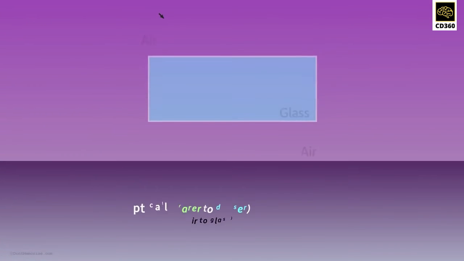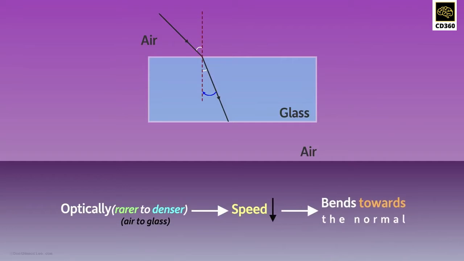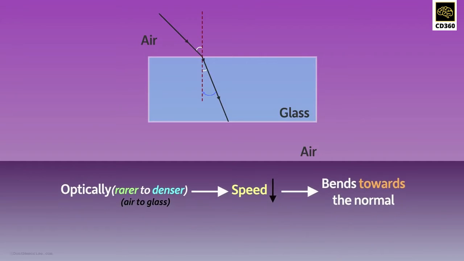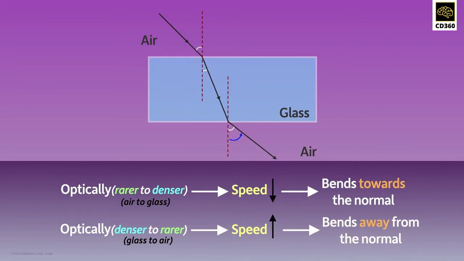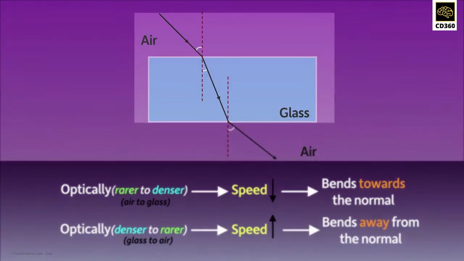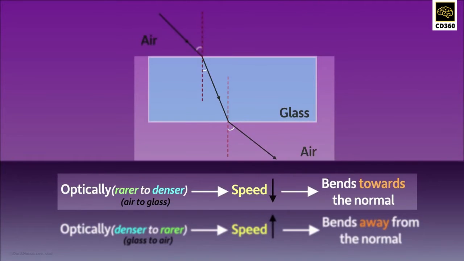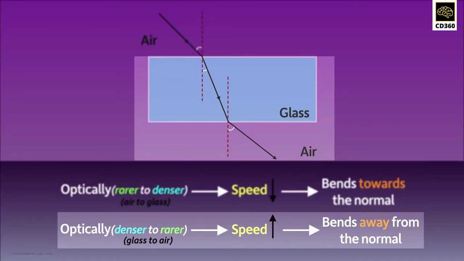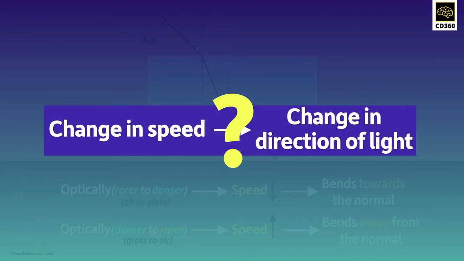When light is travelling from an optically rarer medium to an optically denser medium, its speed decreases and it bends towards the normal. When the light is travelling from an optically denser medium to an optically rarer medium, its speed increases and it bends away from the normal. In the figure, the case above is from optically rarer to denser, and the case below is optically denser to rarer. But how does the change in speed result in the change of direction of light?